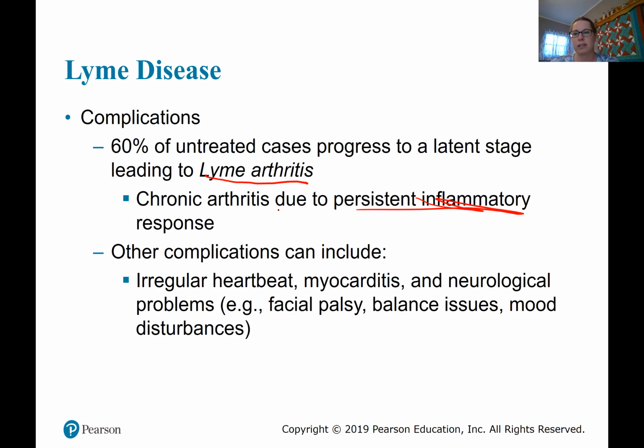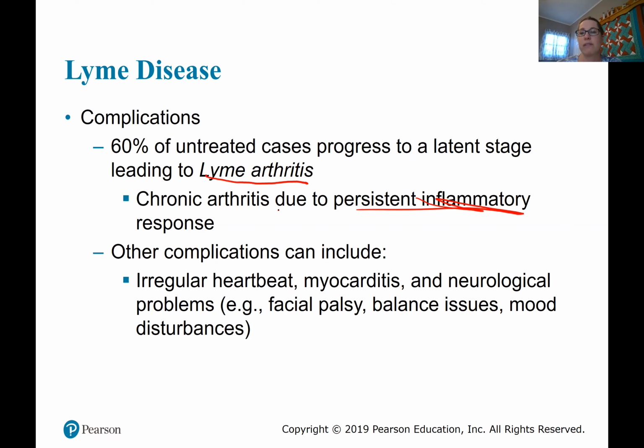And that is how they discovered Lyme disease in the 1970s. There's a particular county in Connecticut called Lyme County, where they noticed that there was such a high rate of childhood arthritis.